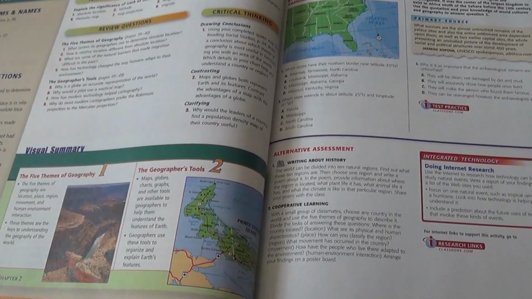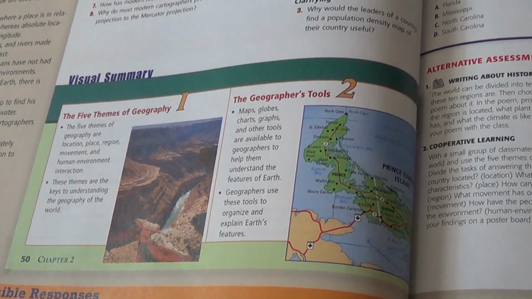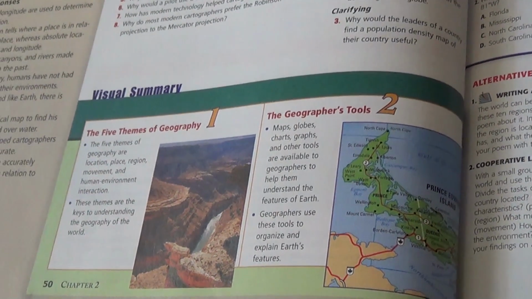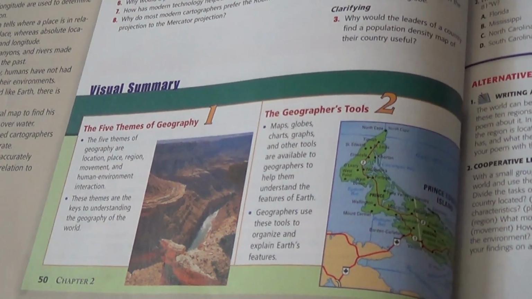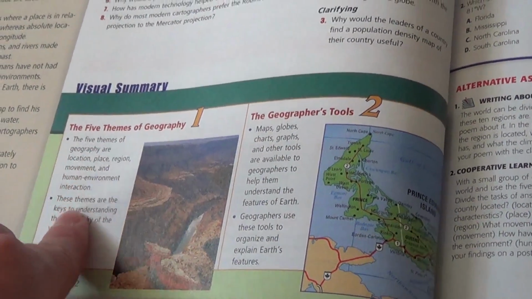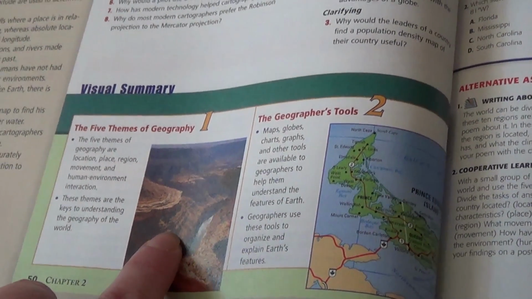You also have these visual summaries. Again, it helps you with reading comprehension, and these visual summaries tell you what you should learn from each section. This had 2 chapters, so it tells you what you've learned from each chapter. So this has chapter 1, the 5 themes of geography. Here's a quick summary with a picture about what you should have picked up, like the main points.